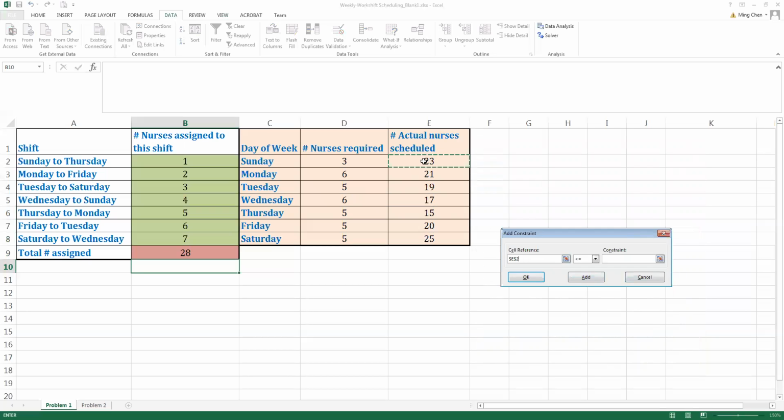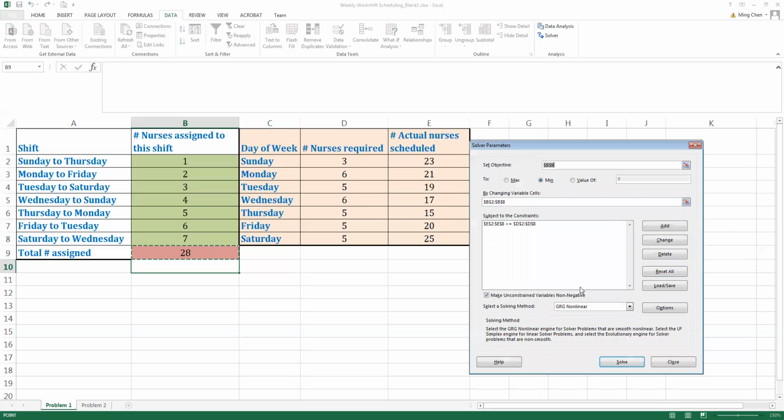For the first constraint, as the cell reference, I choose all the numbers in column E, so E2 to E8. These numbers are the actual numbers we hire. It has to be greater than or equal to. Okay, not exactly equal. Don't choose equal, it may not be exactly equal. It has to be greater than or equal to. To what? The right hand side is the minimum requirement, so the right hand side is D2 to D8. The constraint says E2 to E8 has to be greater than or equal to D2 to D8. So that's the first constraint.